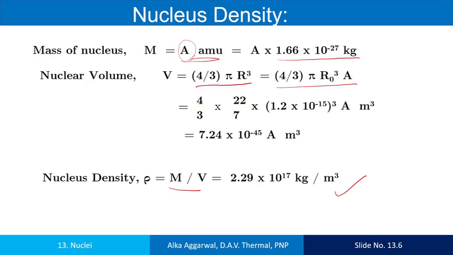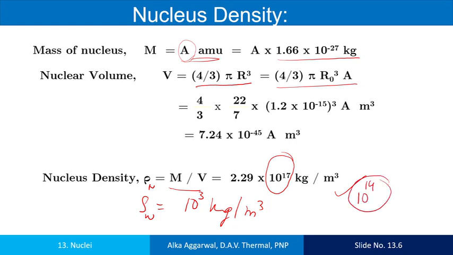Now see, the density of the nucleus is very high. You know that the density of water is 10 to the power 3 kg per meter cube. When we compare the density of the nucleus with the density of water, it is clear that the nuclear density is 10 to the power 14 times higher than water. It means the nucleus is very dense or heavy. Moreover, it does not depend on the mass number. It means the nuclear density is the same for all types of nuclei, whether it is a hydrogen nucleus or a uranium nucleus.